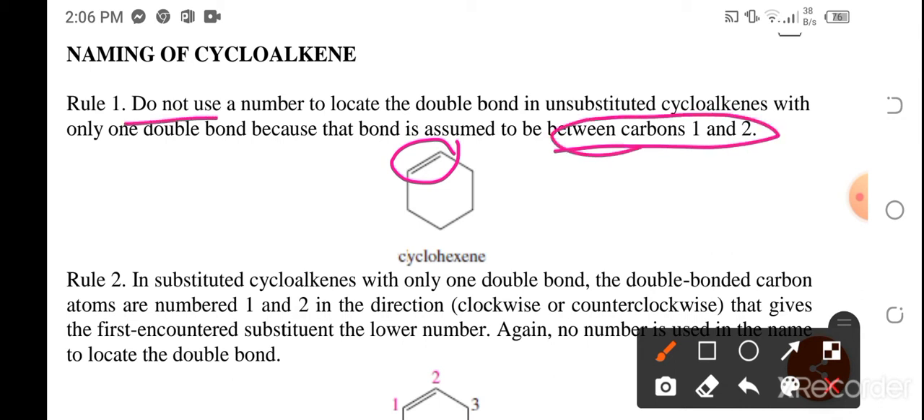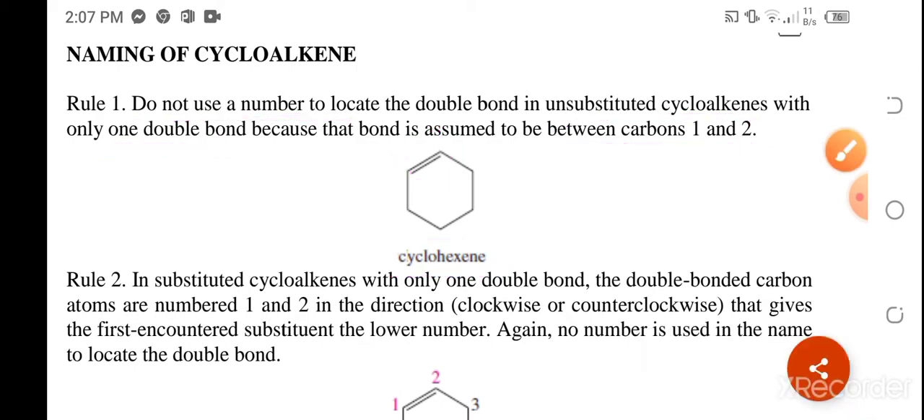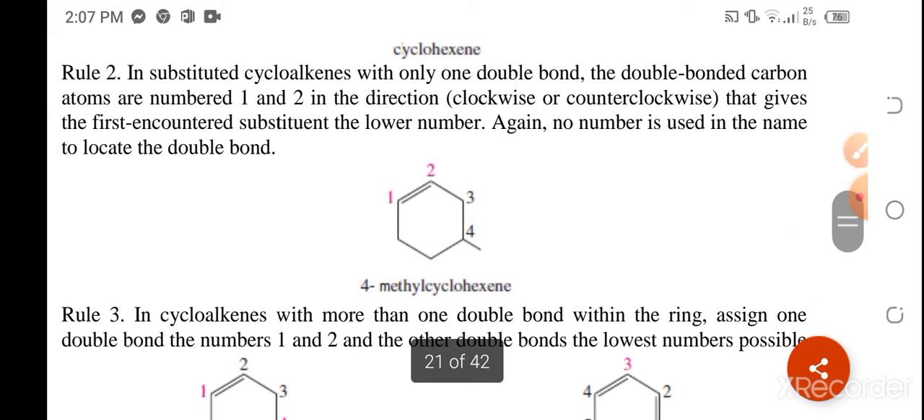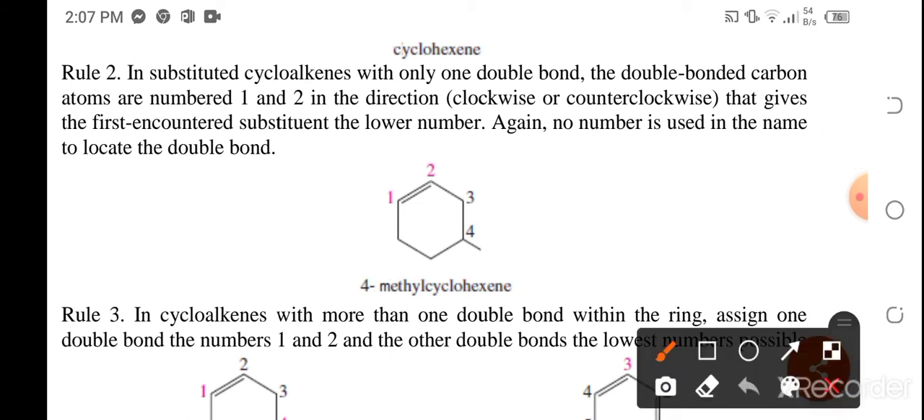So ulitin natin, hindi na tayo maglalagay ng number to locate the double bond in an unsubstituted cycloalkene with only one double bond. So for this case, it is known as cyclohexene. This is carbon 1 and that's carbon number 2. But since there's only one double bond, no need for a locant. Now, how about if it's substituted? So may mga substituent na siya and still one double bond.